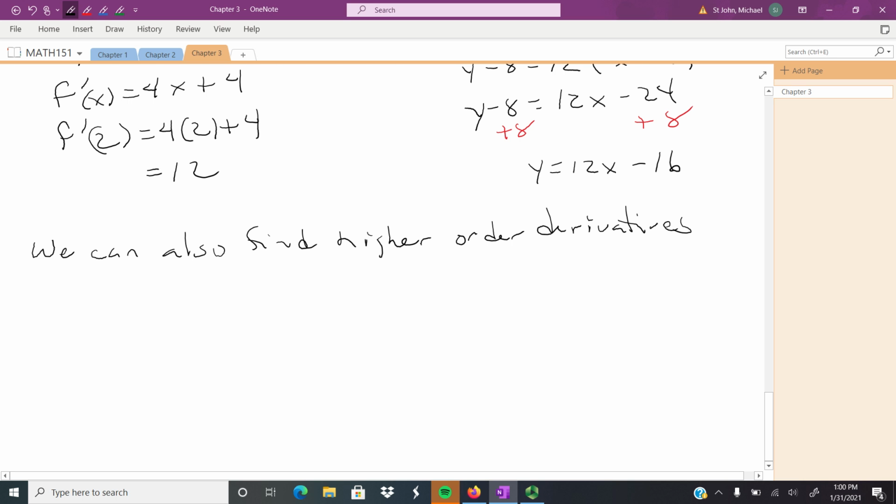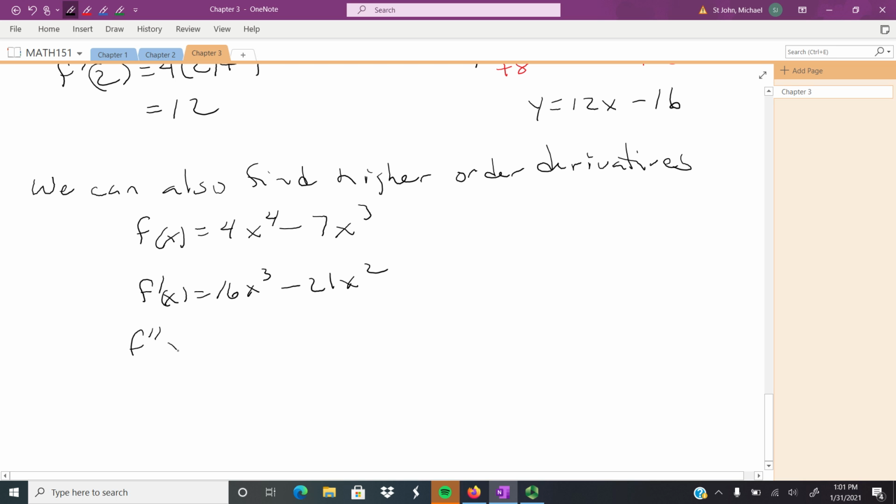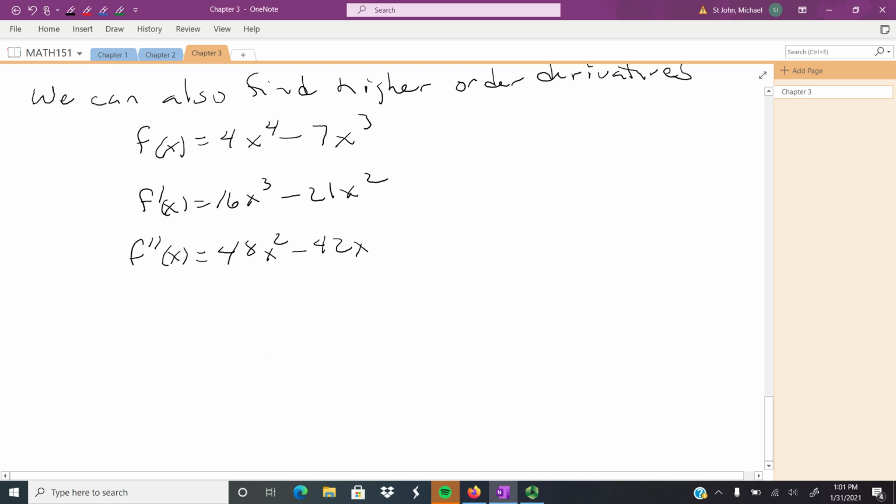So if I start out with f of x equals 4x to the 4th minus 7x cubed, I can find the first derivative, 16x cubed minus 21x squared. We could find a second derivative, 48x squared minus 42x. We could find a third derivative, 96x minus 42. And so probably we could just keep this process going and going.